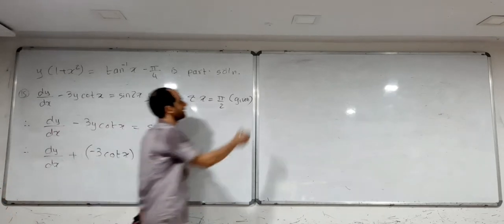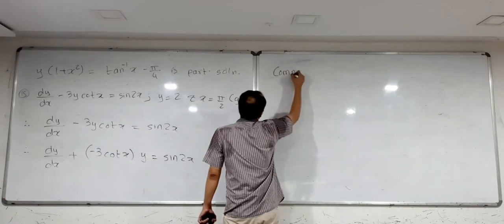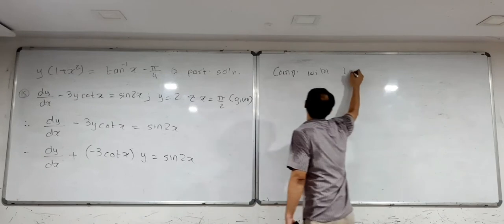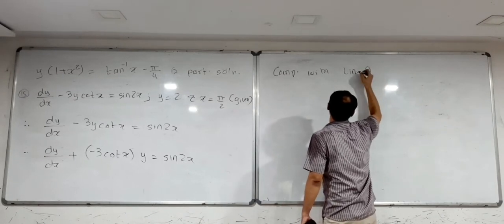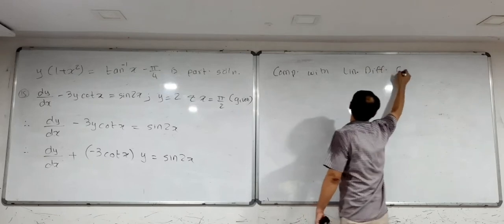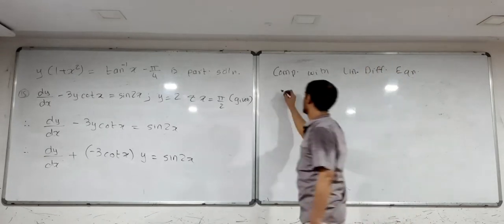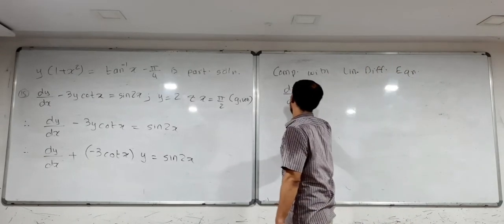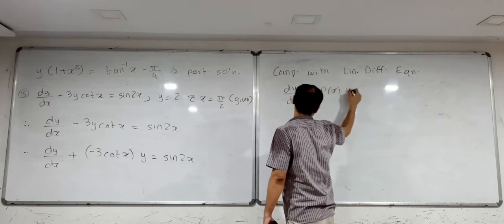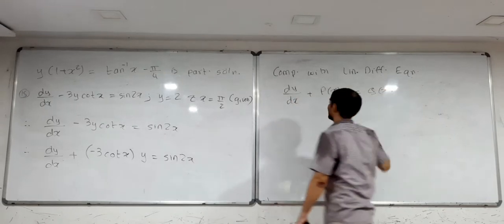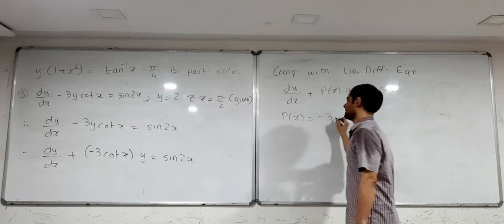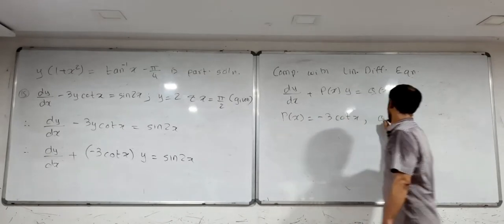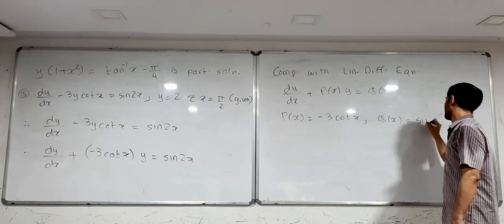So comparing with the linear differential equation dy by dx plus p of x into y is equal to q of x, p of x is minus 3 cot x. Q of x is sin 2x.